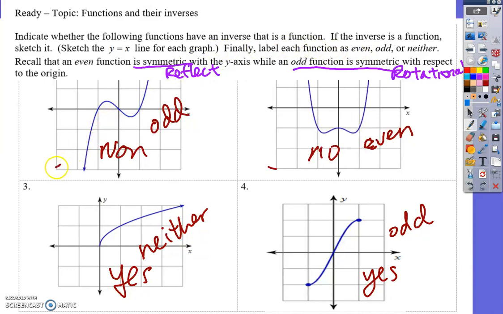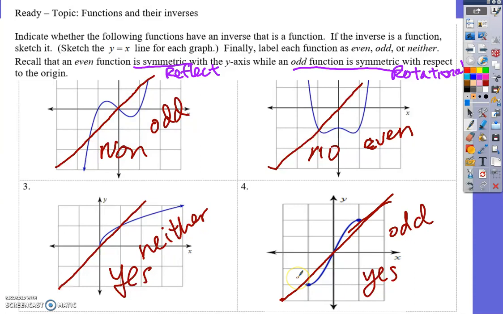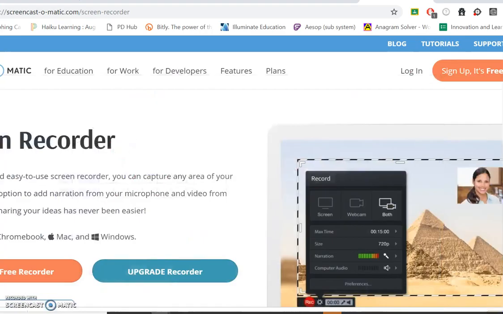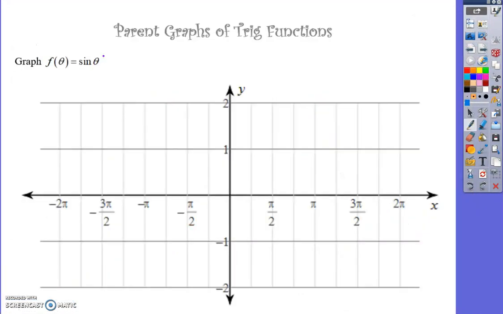Sketch the line y equals x for each graph. Remember, the inverse is the reflection across that line. And so this one is no, this one is no, these last two are yes for the first instruction. Oops, sorry, I didn't mean to do that. So I do expect these to be done next time, but I also expect you to be able to do it.